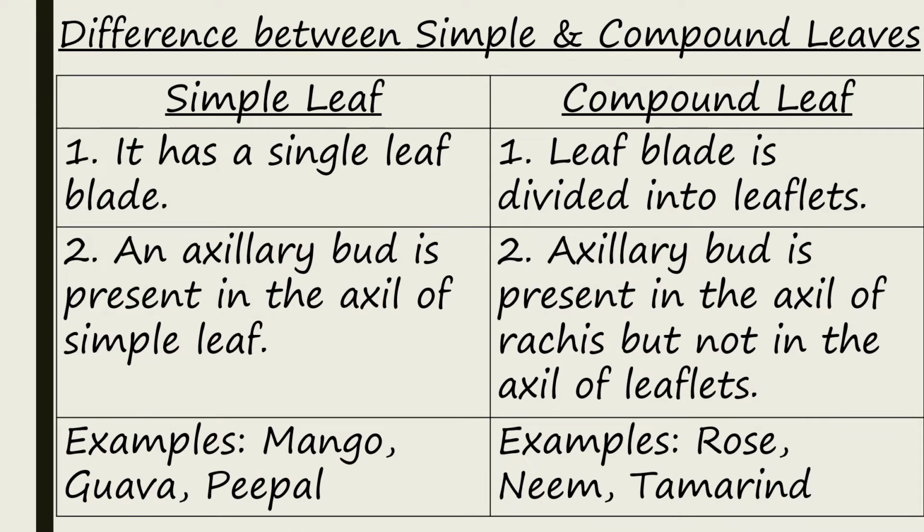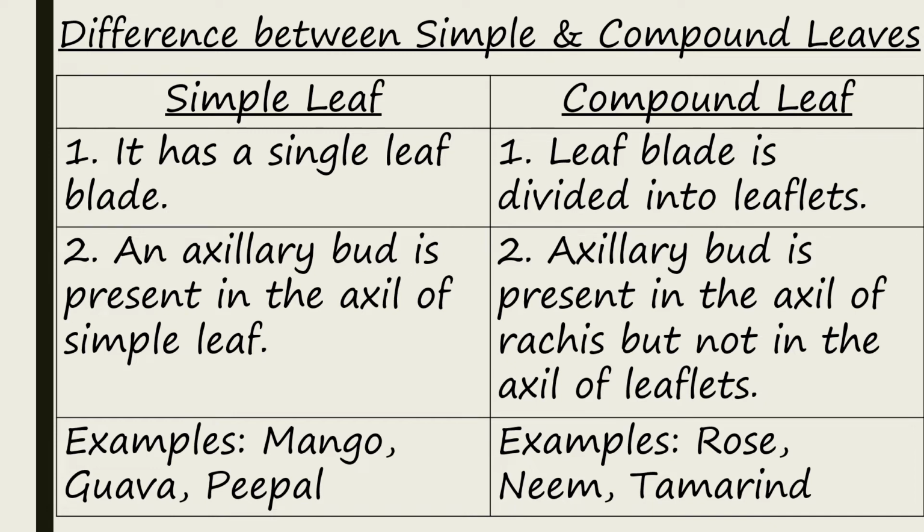Difference between simple and compound leaves. Simple leaf: it has a single leaf blade. Compound leaf: leaf blade is divided into leaflets. An axillary bud is present in the axil of a simple leaf. In a compound leaf, the axillary bud is present in the axil of the rachis but not in the axil of the leaflets.